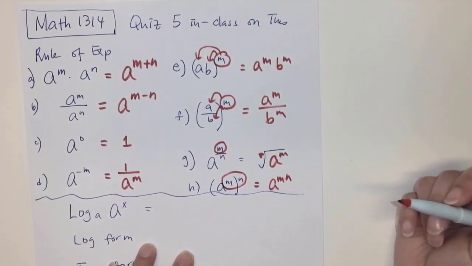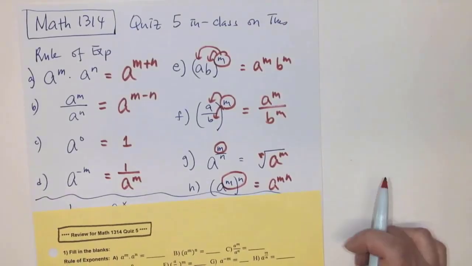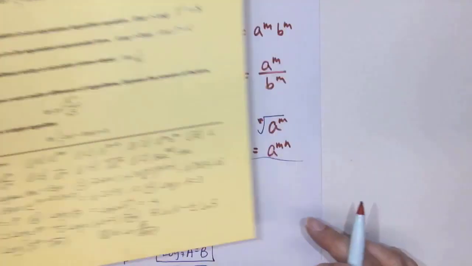Are we okay with the rules? If not, use the review that I gave you for in class quiz 5. It has questions and also has the solutions at the bottom, right?